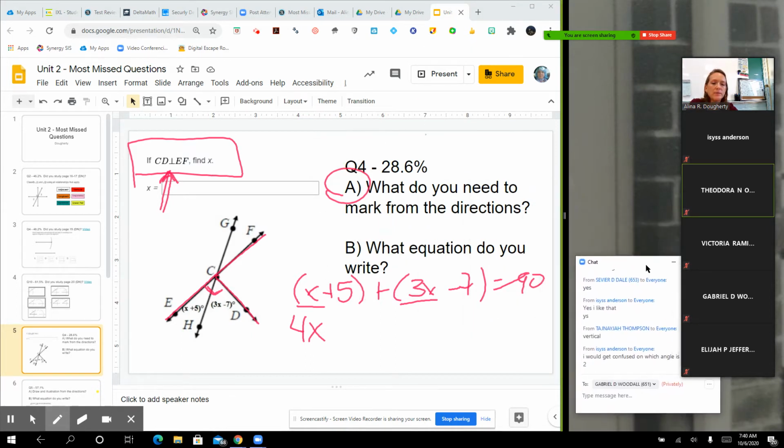So then you combine like terms. Remember our algebra, 4x, and then we've got to add up our constants. So positive 5 and negative 7 make negative 2, equal 90. So 4x equals 92, and x equals, what's 92 divided by 4? Anybody got that off the tip of their tongue?